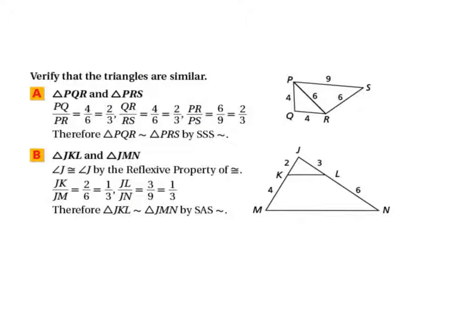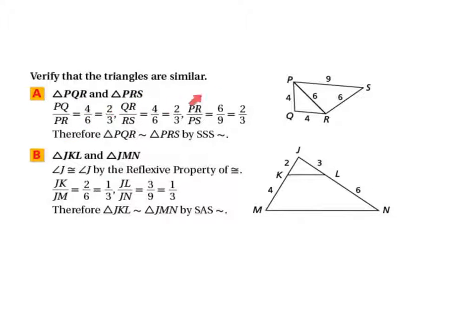All right, let's take a look at these two examples. For the first example, it says verify that the triangles are similar. Now it gives you the two triangles that we're verifying if they're similar, PQR and PRS. Okay, and we have PQ and PR are proportional. QR and RS are proportional. And PR and PS, based on these letters that I'm matching up here, are proportional.